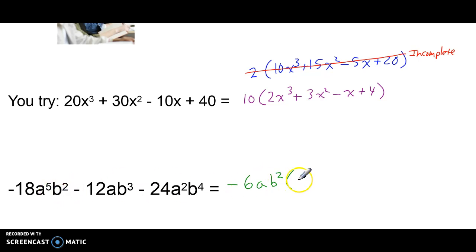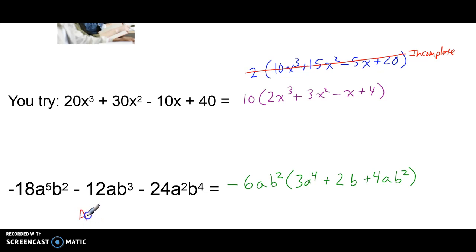So from the first term, that would leave us 3a to the 4th. From the second term, that would leave us 2b. And from the third term, we would have 4ab to the second. Now that's a lot to keep track of. There's a lot going on there all at once. It's real easy to get an exponent wrong or get a minus sign where you should have a positive sign. There are a lot of very easy mistakes to make here.